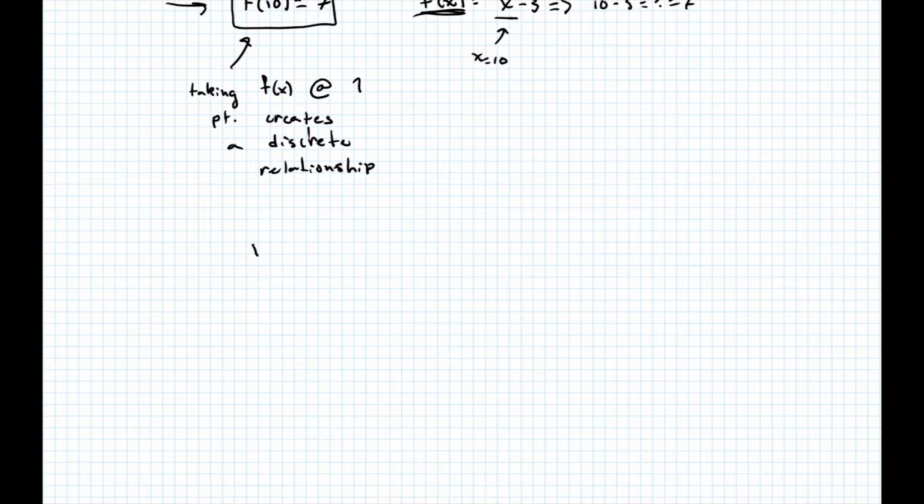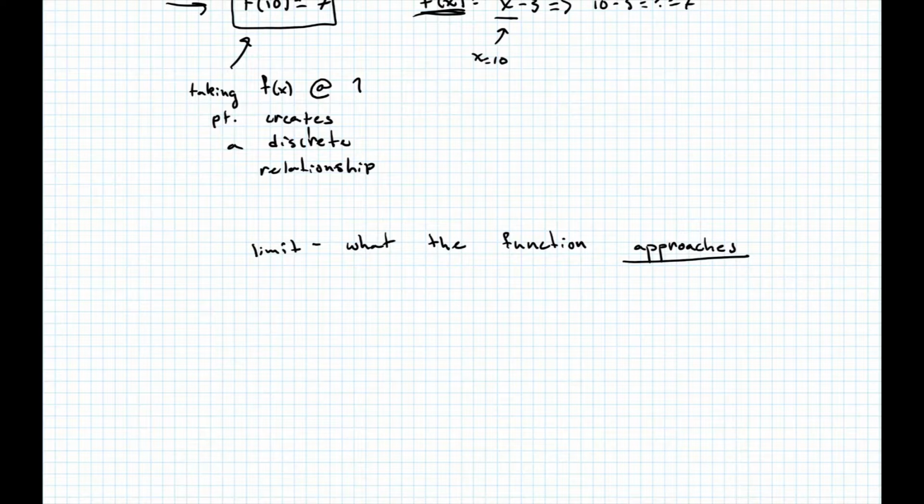And so that's where the limit comes in. The limit is what the function approaches. We'll write that, because this word approaches is very important. The limit is what the function approaches as the input approaches some value.